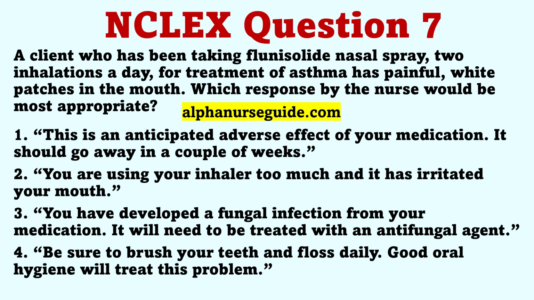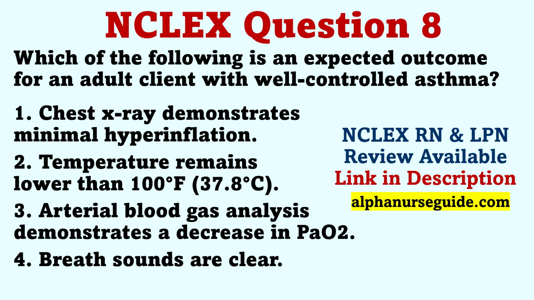problem. Which of the following is an expected outcome for an adult client with well-controlled asthma? 1. Chest X-ray demonstrates minimal hyperinflation. 2. Temperature remains lower than 100 degrees Fahrenheit. 3. Arterial blood gas analysis demonstrates a decrease in PO2. 4. Breath sounds are clear. The correct answer is 4.